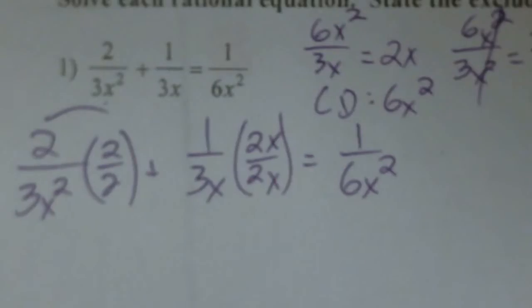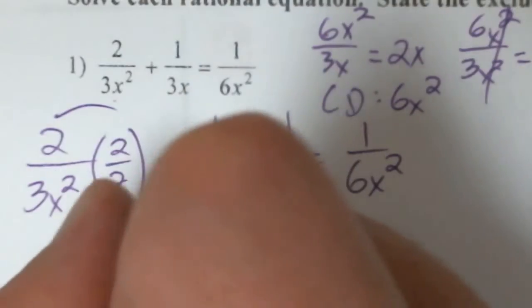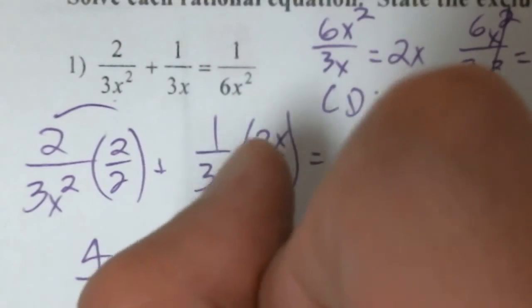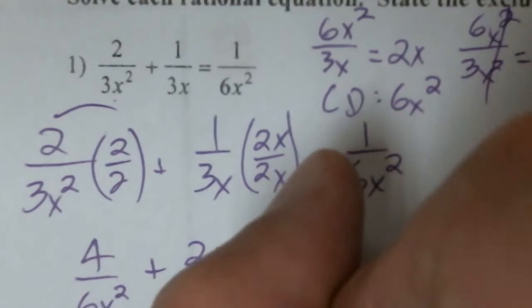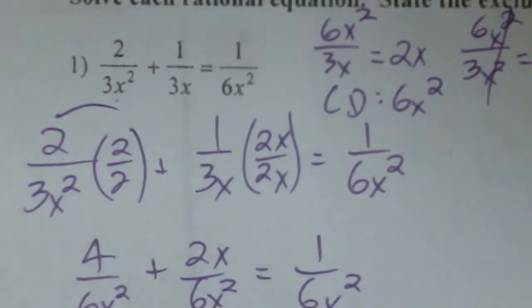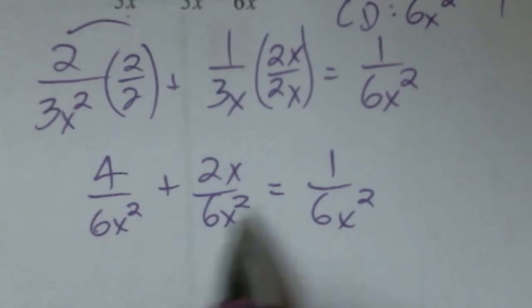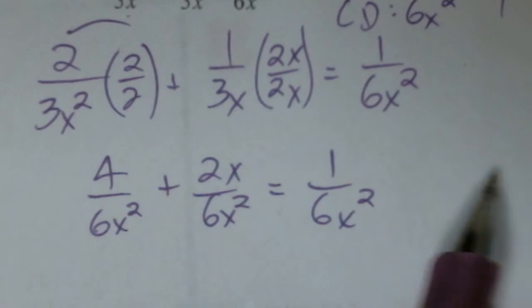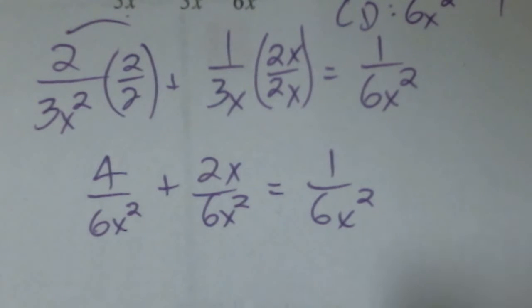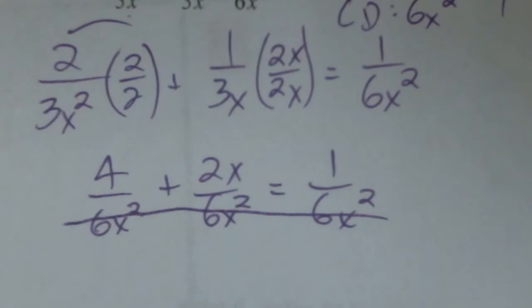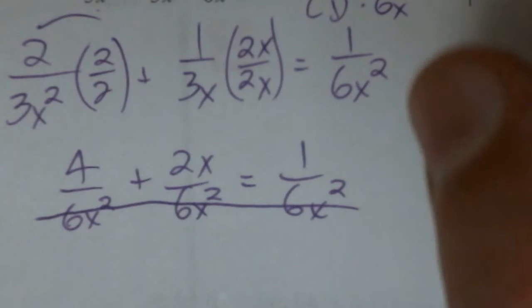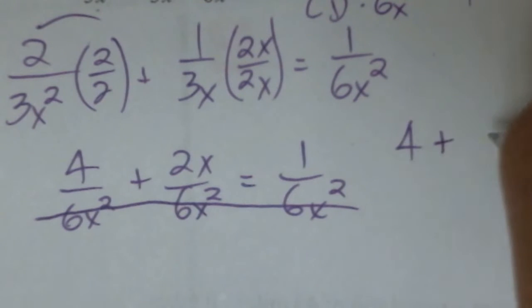So now I just multiply across the top. I have 4 over 6x squared plus 1 times 2x, that's 2x over 6x squared, equals 1 over 6x squared. Once I have the common denominator, of course, I could multiply both sides of the equation by 6x squared, and they would all cancel out. I've already shown you guys that in class. So the way I've taught you is we can just cross out those common denominators that go away. And I'm left with a simple algebraic equation on top.